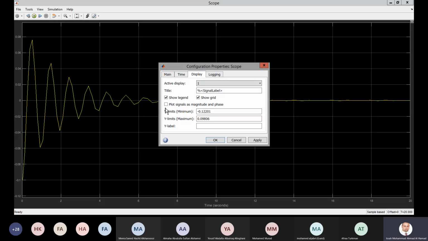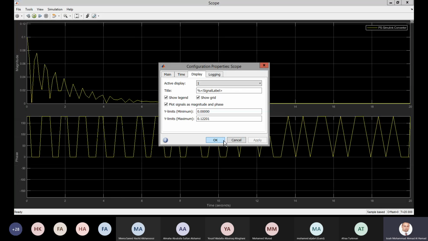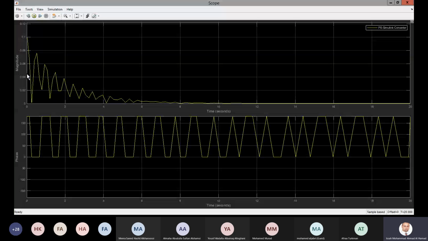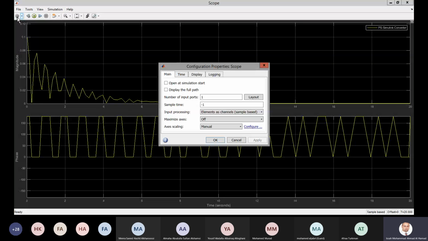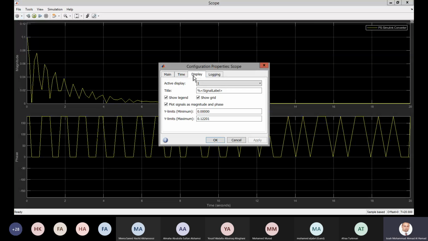Okay. So this is plot as magnitude time and phase with time. These are all the properties for the graph. Y label, it can be position, for example. Position in centimeters, or in meters actually. Apply. Okay.